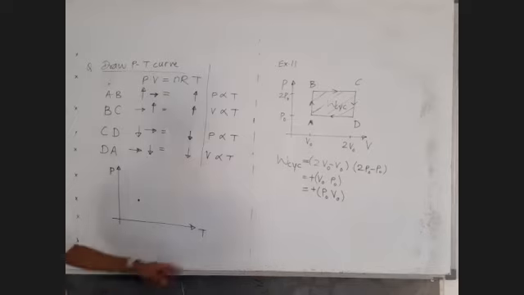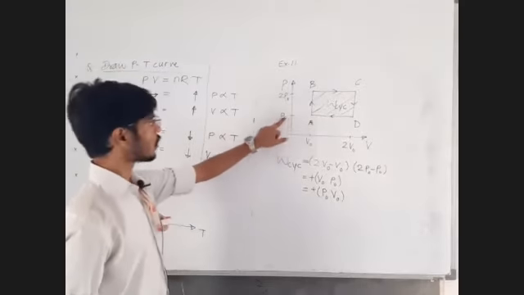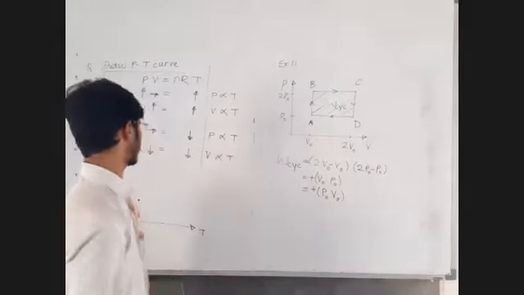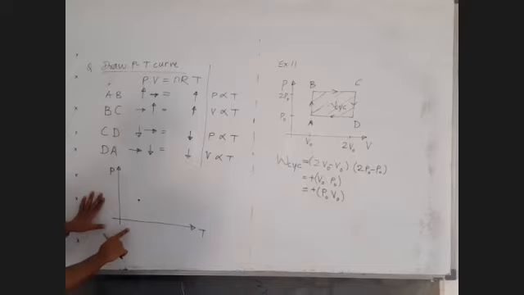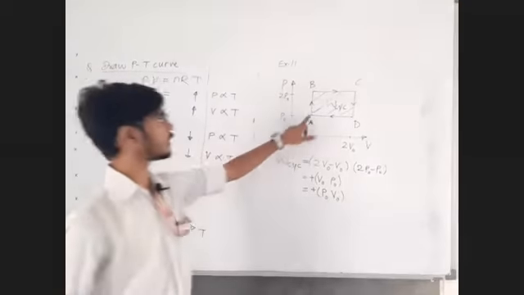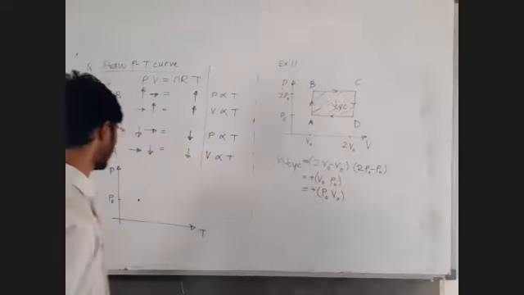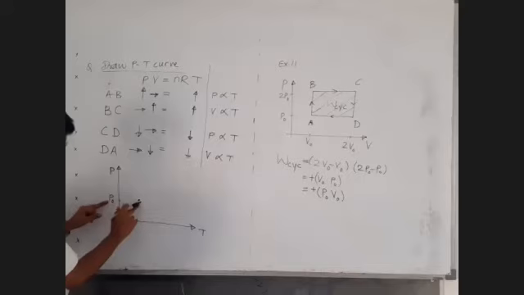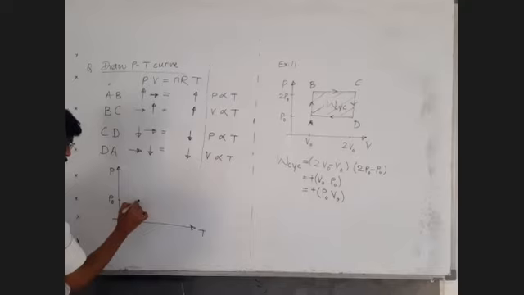At that point A, volume is V0 and pressure is P0. We cannot plot volume in this graph, but we can at least plot pressure in this graph. So let me plot P0 here. At point A, I cannot plot volume in this graph, so I can at least plot pressure here. So this is my point A.